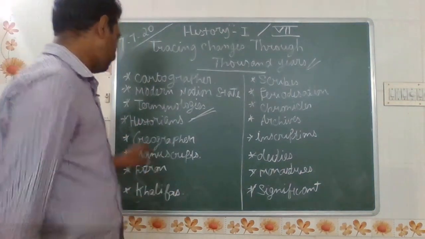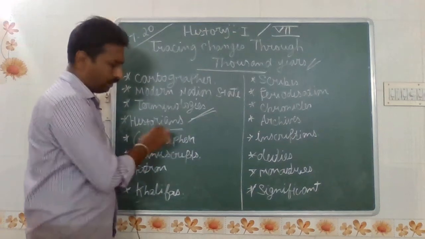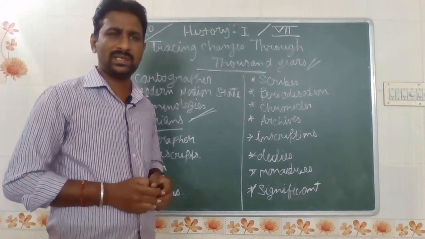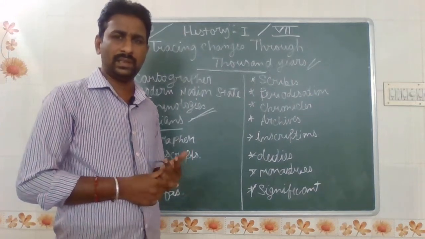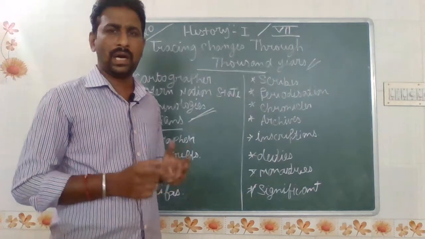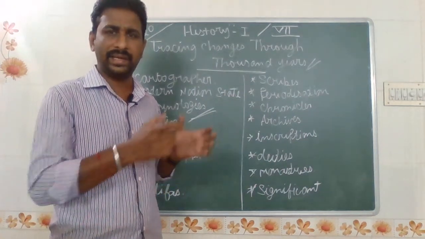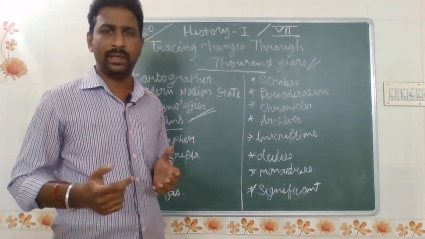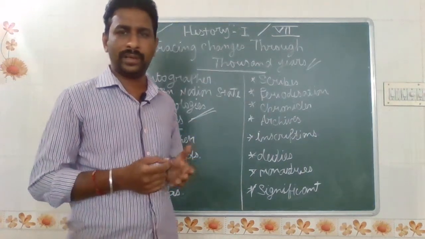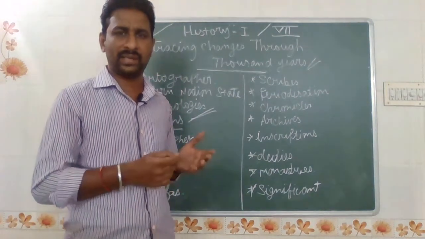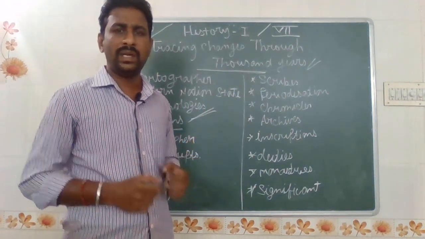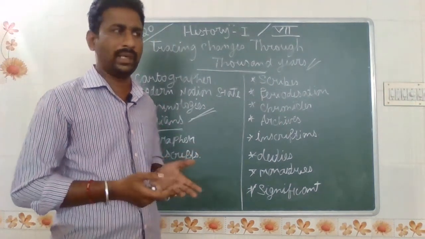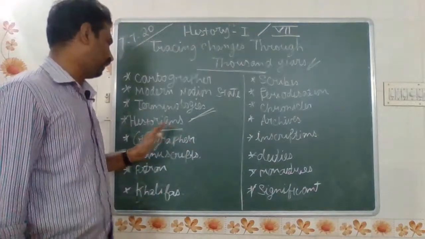Terminologies means words. And historians. You should understand about historians. Historians are professionals like doctors, engineers, like that. Historians are people who study the events happening all over the years, all over the time period. They make note of each and every event that happened in the years, and they explain how it happened, when it happened, why it happened, and who was involved in the event. So that is called historians.